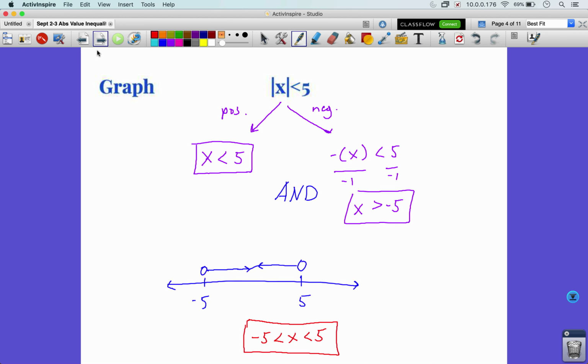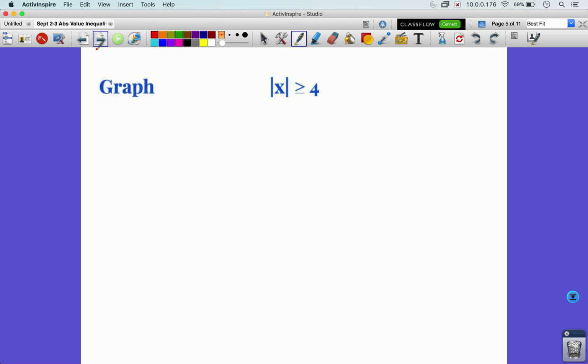All right. What have we got? The absolute value of x is greater than or equal to 4. Well, let's split this into the positive and the negative case. Positive case, we're just going to drop those brackets. x is greater than or equal to 4. Negative case, we get negative parentheses, x is greater than or equal to 4. Divide this one by -1. We get x is less than or equal to -4.